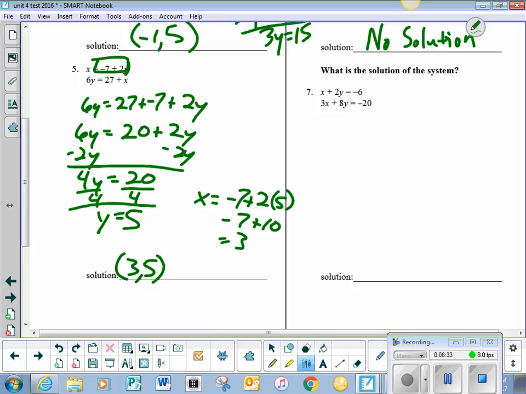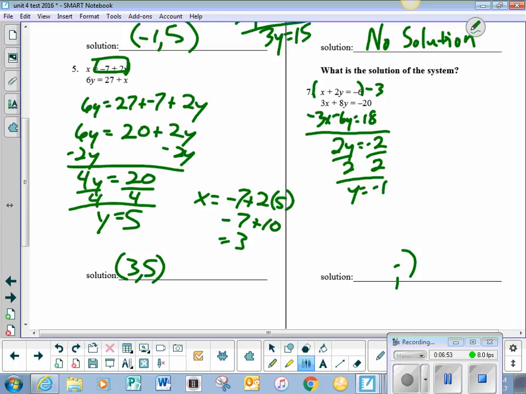Okay. Next one. I would say sets up nicely for elimination. You could have done either one on this. Negative 3x minus 6y equals 18. So I get 2y equals negative 2. Y equals negative 1. So what's x? Well, if x plus 2 times negative 1 is negative 6, then x plus negative 2 is negative 6. So add 2, x is negative 4.